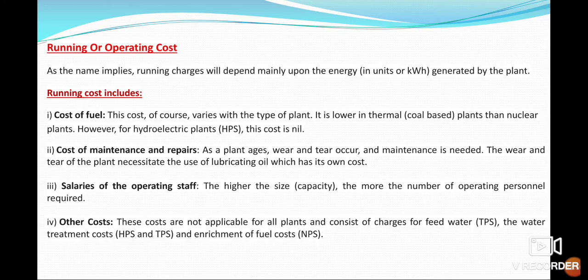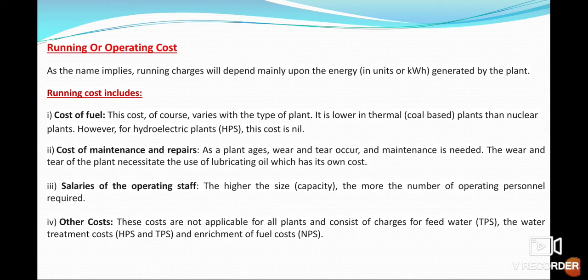It is lower in the case of a thermal coal-based plant, and in the case of a nuclear power plant, it is high. However, for hydroelectric plants, this cost is nil. Next, cost of maintenance and repairs. As a plant ages, wear and tear occur.